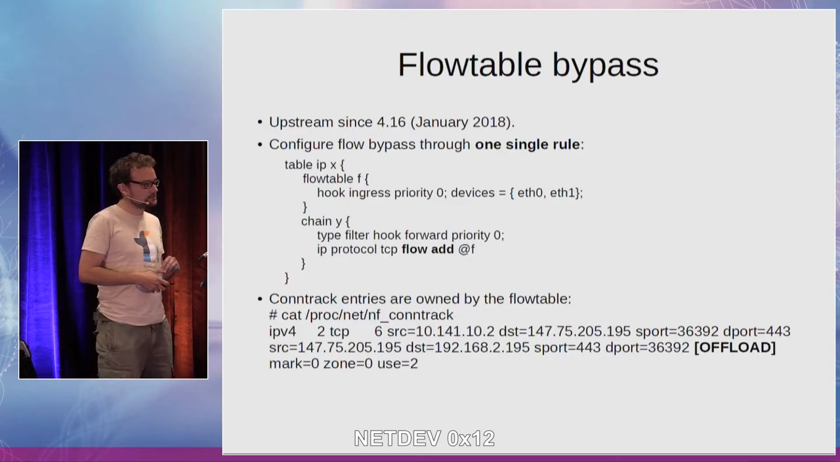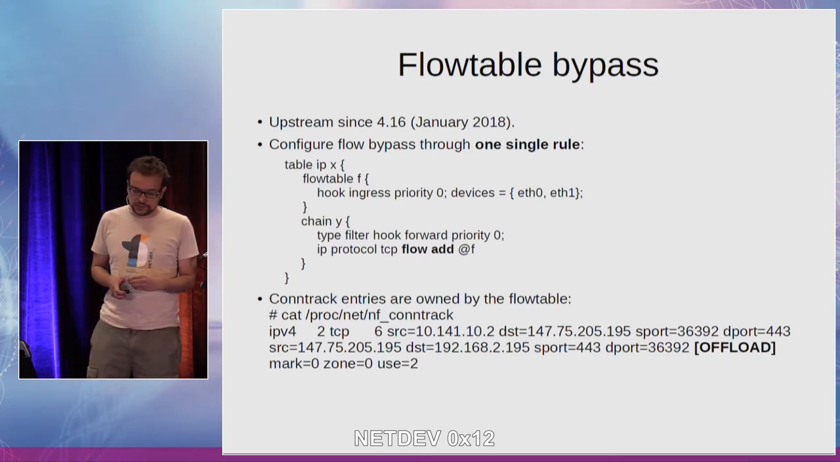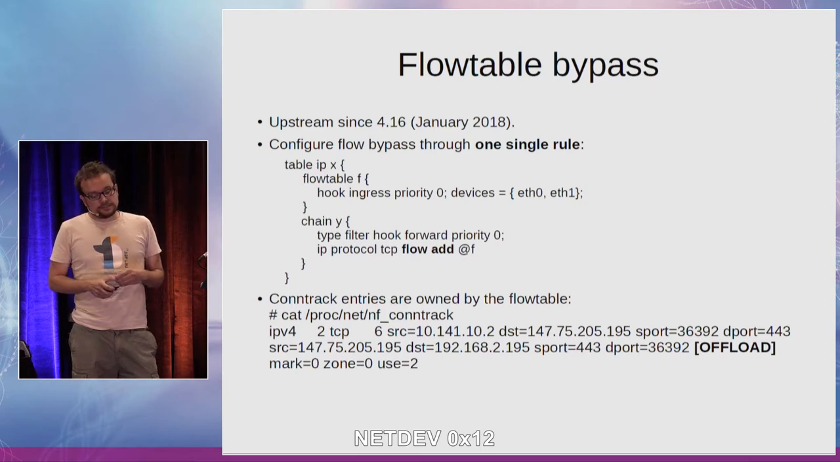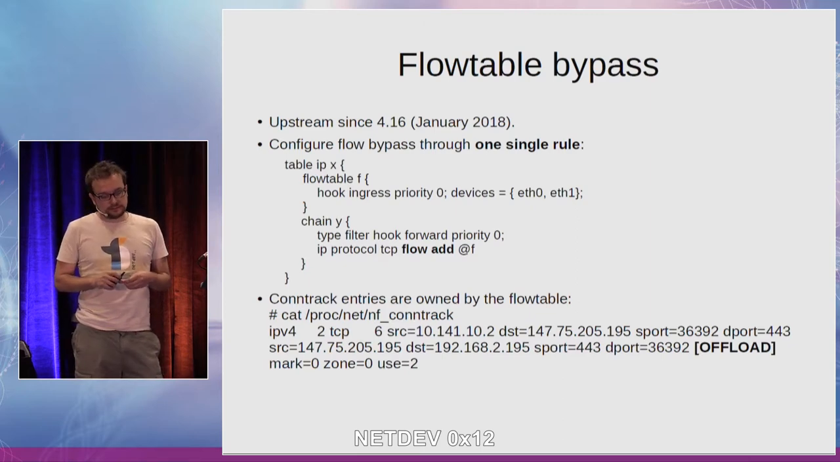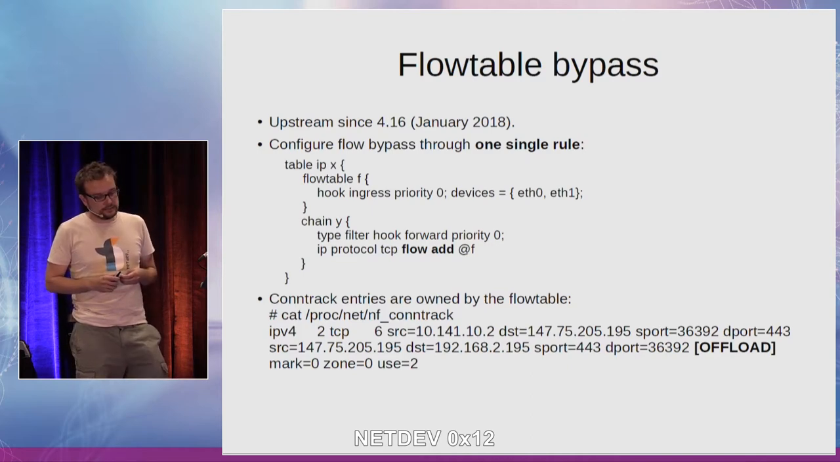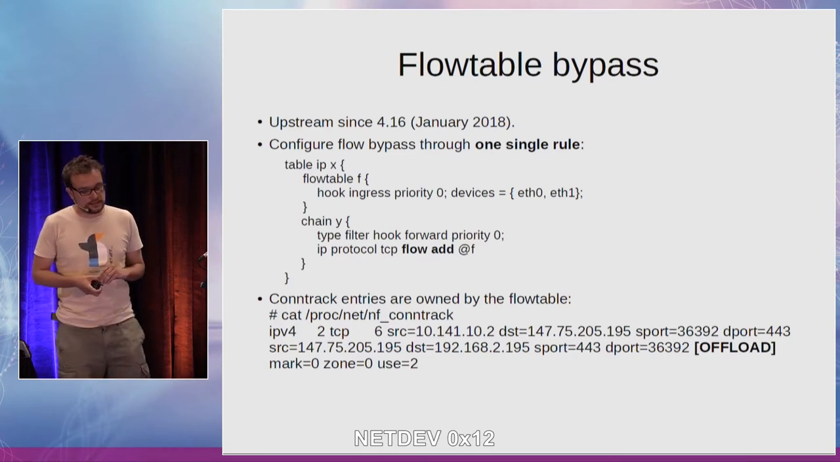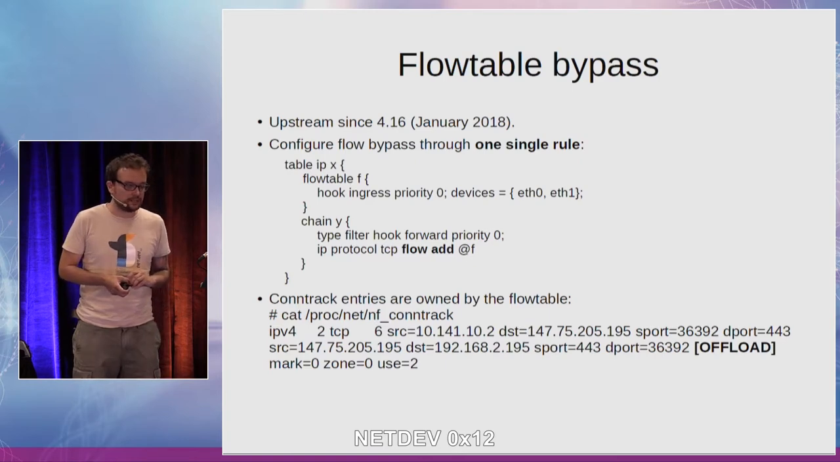It's something that has already been upstream since January this year. It's an idea that we already discussed in the previous conference, but given that it's been upstream, I think it's relevant to talk about it again and make a second pass to describe how it is looking. So basically, configuration is quite simple, barely one flow table object, and then with one single rule, you can specify what flows are going to follow this flow table bypass.